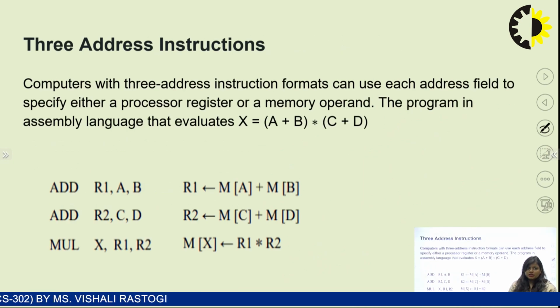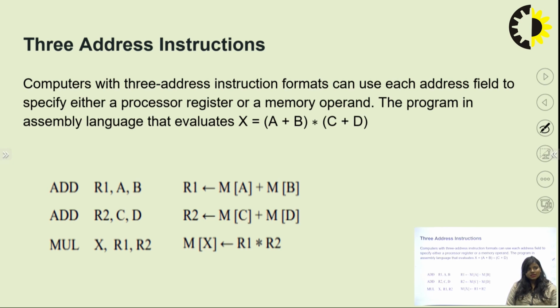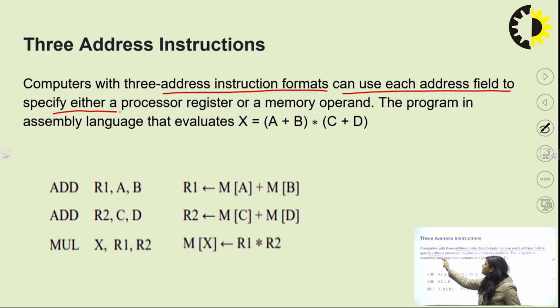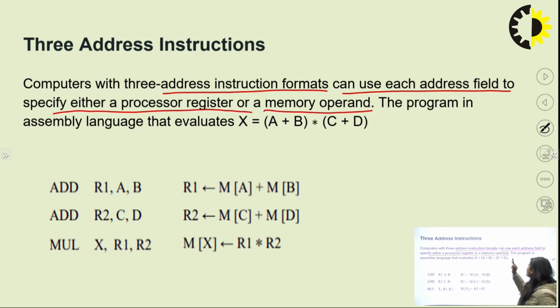First, we are going to study the 3 address instruction. What is 3 address instruction? Here we have at least 3 address locations. A computer with 3 address instruction format can use each address field to specify either a processor register or a memory operand. Here in this example, we also describe evaluating this expression using 3 address instruction. So first, you must be clear that in this format we have at least 3 locations at a time.